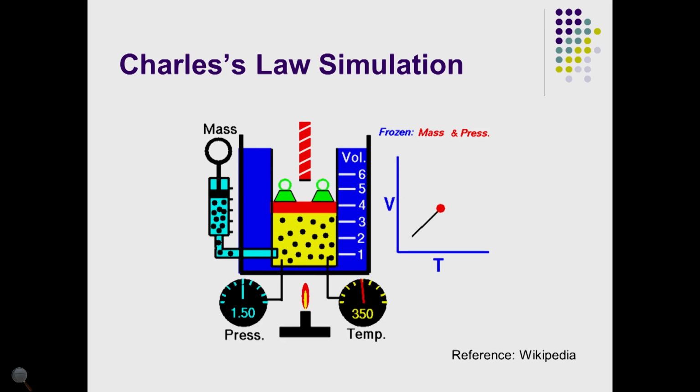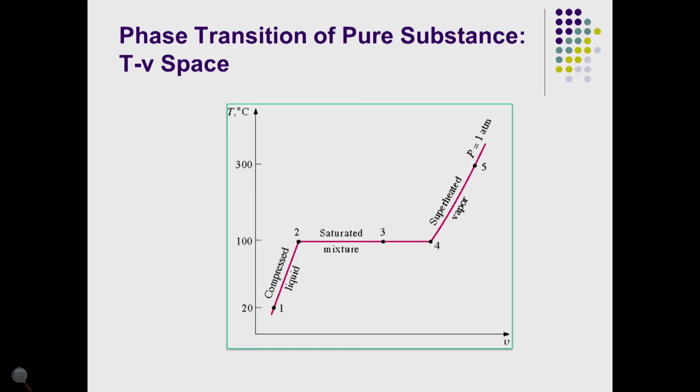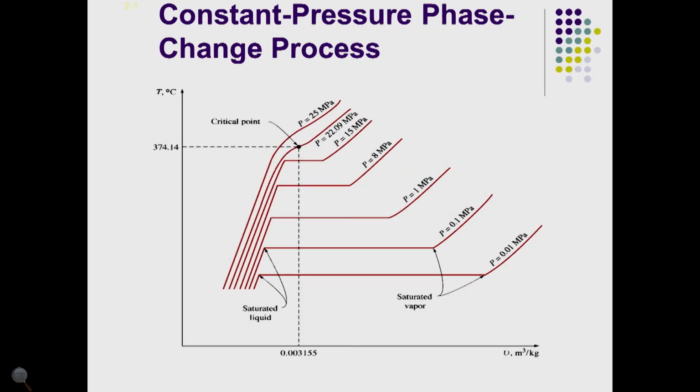From this understanding, we are now ready to look at phase transitions of different kinds between temperature and volume space. As you can see, with 5 different locations we can look at different volume and temperature relationships. However, now we can also look at the constant pressure phase change process. So, now we are increasing the pressure on the system.